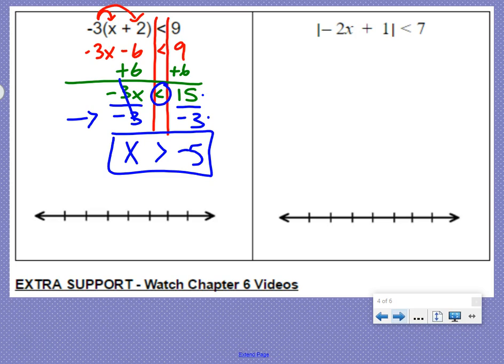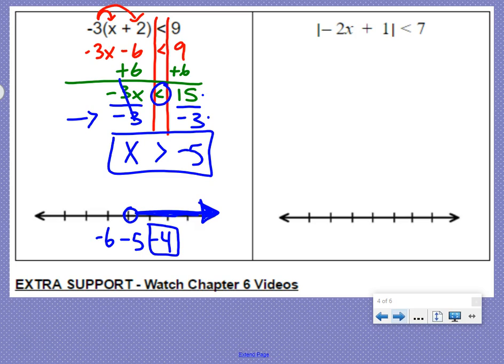We do need to make sure we graph our solution, so put -5 in the middle. One number to the right, one number to the left. There is no equal to, so it's an open circle, and we're greater than. -4 is greater than -5, so we shade to the right.